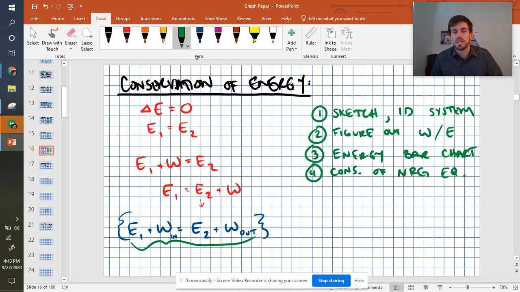So it might be something like, I have gravitational potential, then I don't have any work, but at the end, I have kinetic energy plus some work that was done. So make it specific to our problem based off of our energy bar chart. And then finally, our last step is just going to be to solve. We'll plug in the formulas from the formula dump. We'll manipulate the variables. We'll do some algebra. We'll work things out, and we'll figure out the problem.